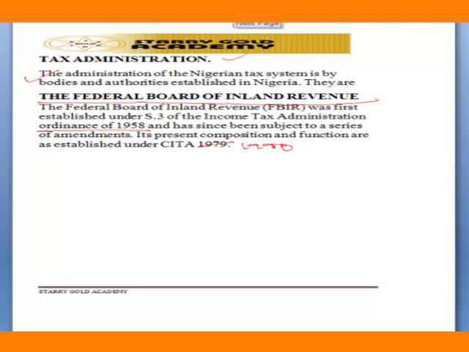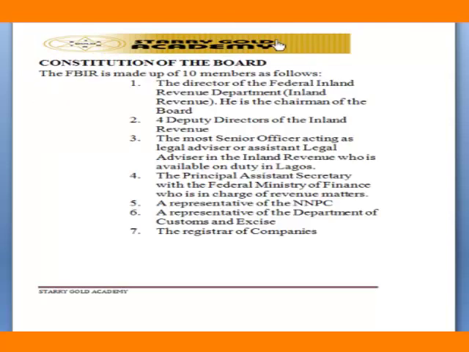Let's look at another aspect of the Federal Board of Inland Revenue by looking at the constitution or composition of the board. Who and who makes up the Federal Board of Inland Revenue? The FBIR is made up of 10 members as follows. The Director of Federal Inland Revenue Department, who is the chairman of the board, and 4 deputy directors of the Inland Revenue.